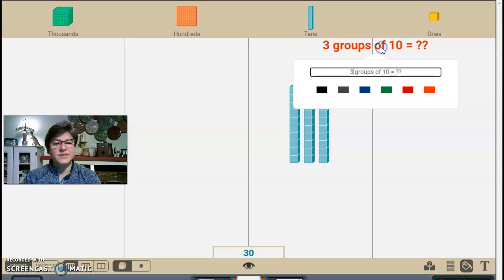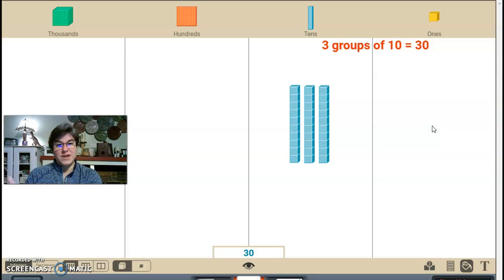So 3 groups of 10, it was 30 ones, but now when I regroup it, I have 3 10s, right? This is a group of 10, this is a group of 10, and this is a group of 10. We're going to use this thinking as we multiply today, just like we would up here.